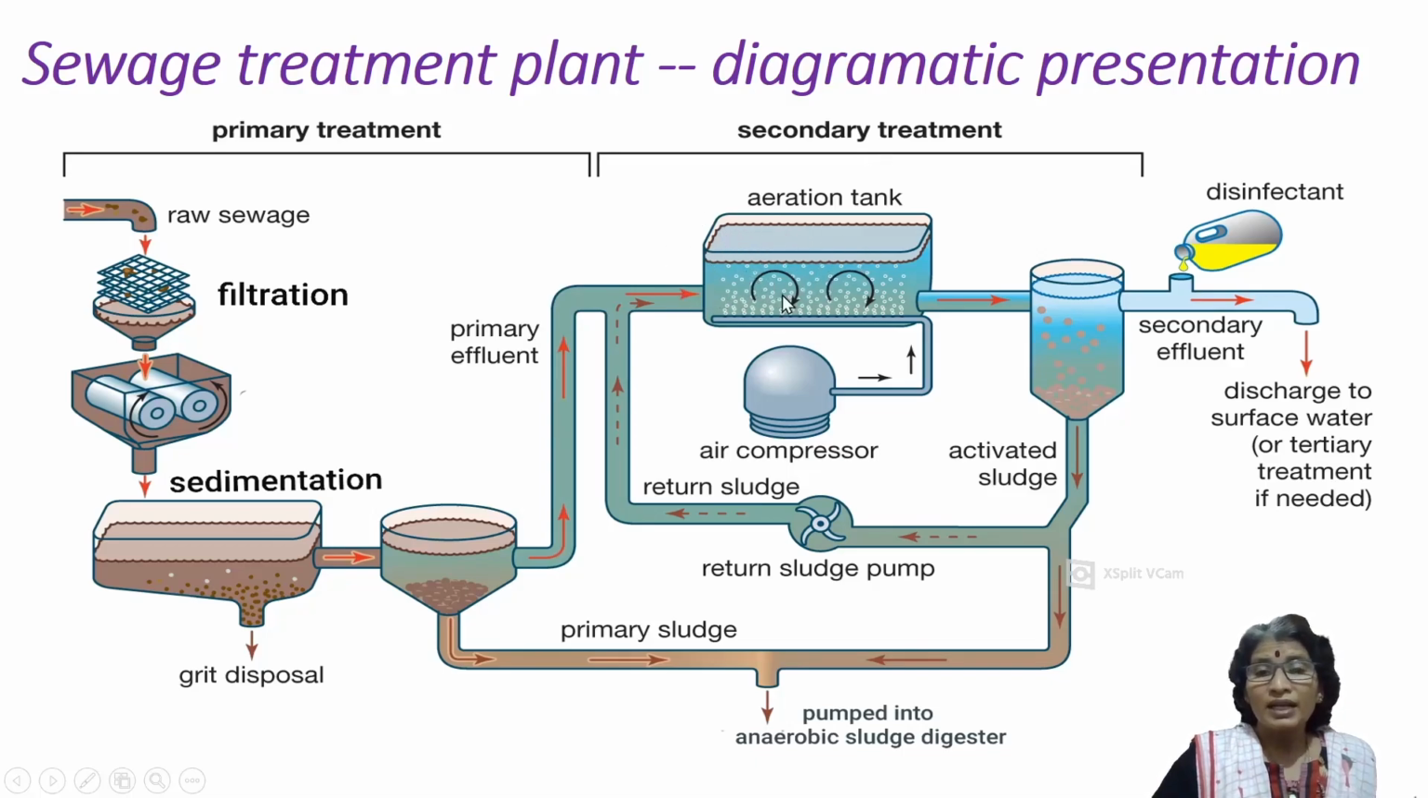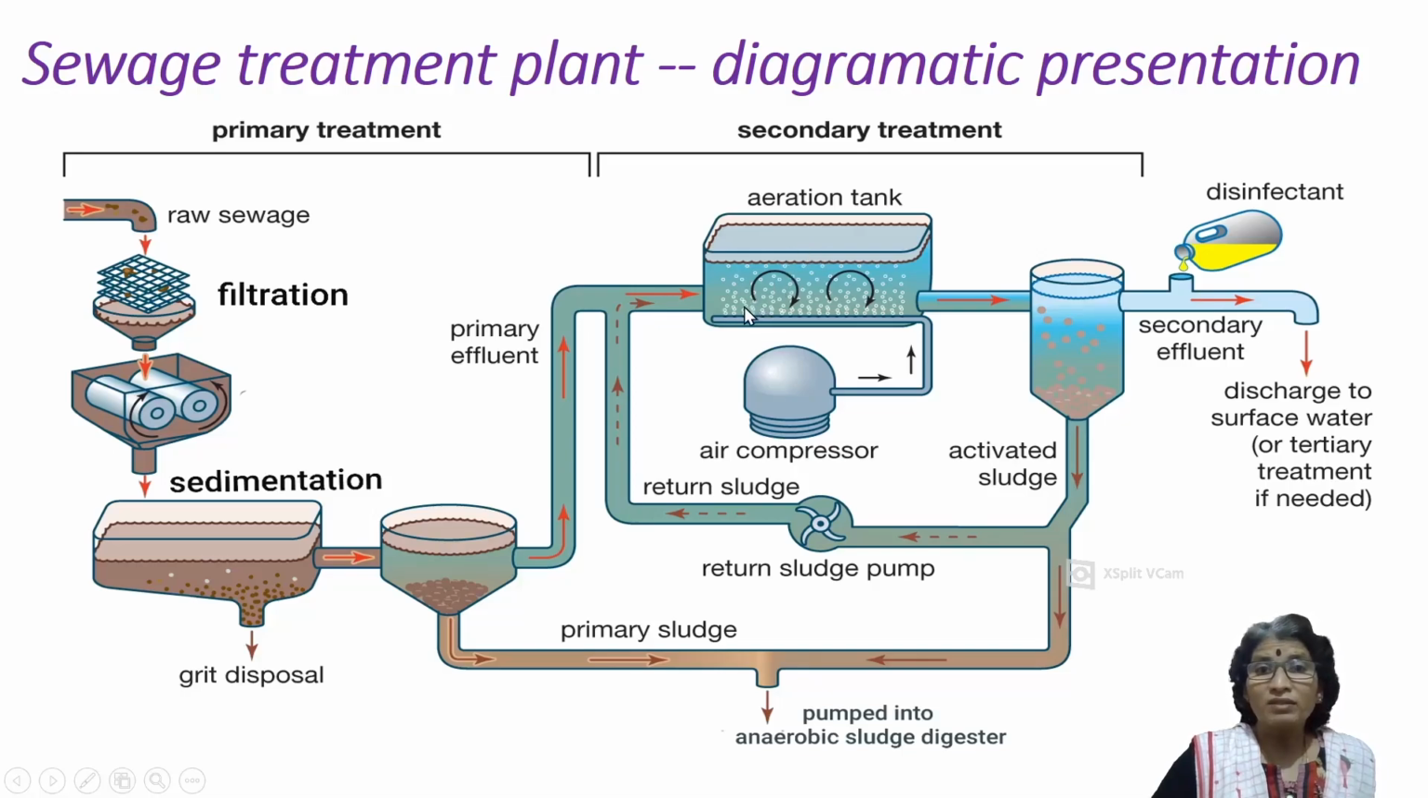This aeration tank is continuously mechanically moved. To this aeration tank, air is also continuously pumped by the air compressor. So in this aeration tank, a lot of air is present. That is why aerobic bacteria can grow in large numbers. These aerobic bacteria grow vigorously and form flocs. They completely digest the organic matter present in the primary effluent. So here organic matter is completely digested by the aerobic bacteria using oxygen.